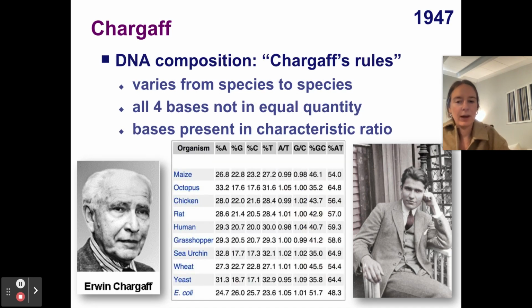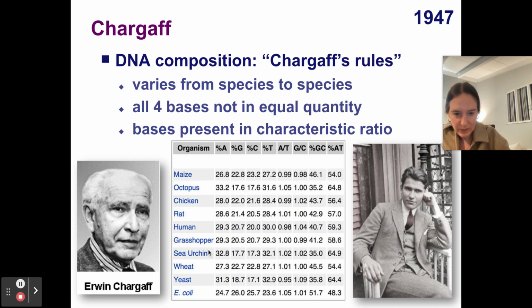But some more interesting data that Chargaff found is that the percentages of A's, T's, C's, and G's vary between different species. So if we have corn here, corn has 26.8% A's, 22% G's, 23% C's, and 27% T's. Notice that the A's and the T's are similar in percentage, and the G's and C's are similar. But notice that the percentage of G's and C's together is 46%, and A's and T's is about 54. But then look at an octopus. So 33% A's and like 32% T's, 17% G's, 17% C's. But the ratio of how many G's and C's together is 35 versus 64.